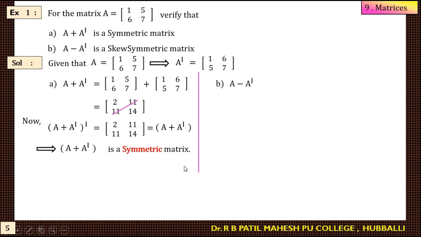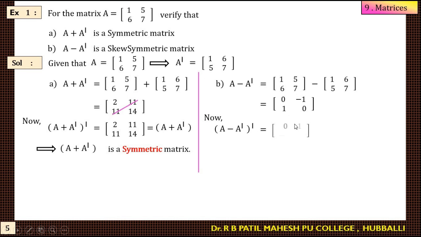In the same way, second verification, A minus A dash. Find out: it is A matrix minus A dash matrix. Subtracting, 1 minus 1 is 0, 5 minus 6 is minus 1, 6 minus 5 is 1, 7 minus 7 is 0. Now clearly this is a skew symmetric. Without finding its transpose, we can say very easily it is a minus of A minus A dash, because A minus A dash is this.